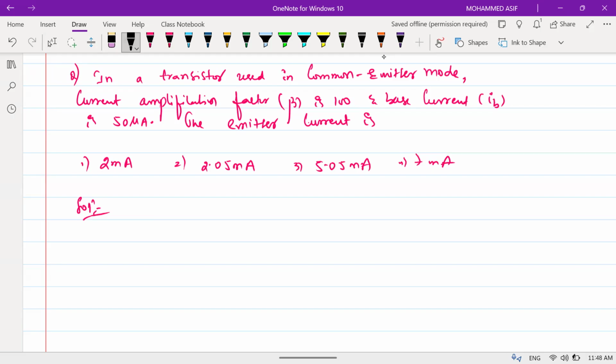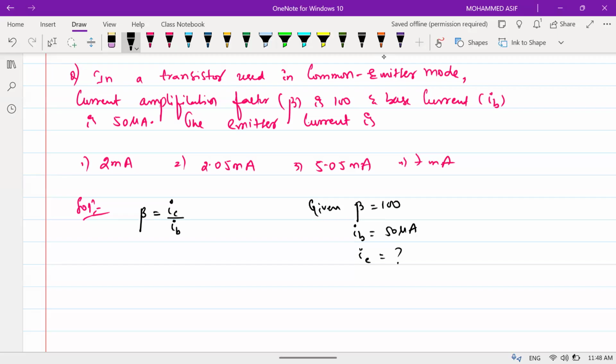First read the question carefully. In a transistor used in the common emitter mode, current amplification factor means beta. What is the beta formula? Beta is equal to collector current divided by base current. Current amplification beta is given. Given data: beta is equal to 100, and base current IB is 50 microamperes. The emitter current will be equal to how much?